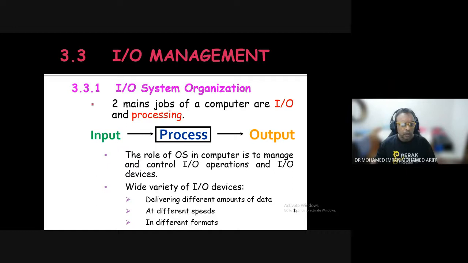Okay, so when we are dealing with input-output devices, some devices are different in terms of speed, in terms of format, in terms of the amount of data that can be received. Okay, this is quite simple. Point number one, delivering different amounts of data. If you take the input-output device, for example, your modem, the speed of the modem is different between one another. So if your modem speed is this much, it means that it can only receive the maximum amount of data, and it can only send out the maximum amount of data.